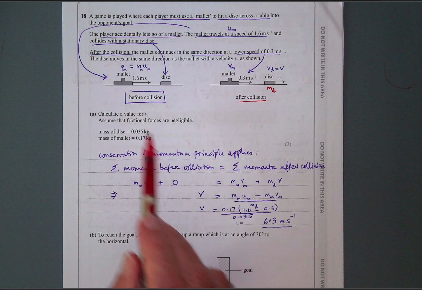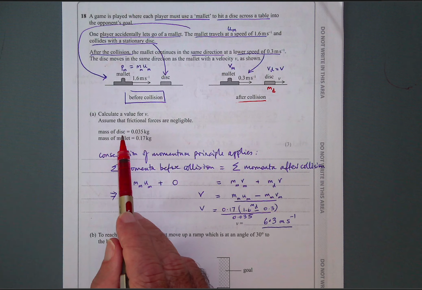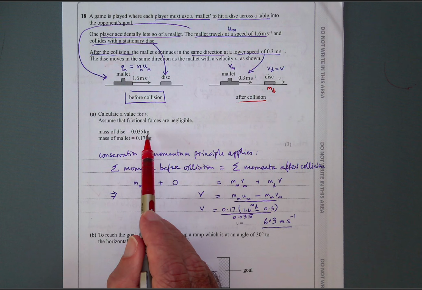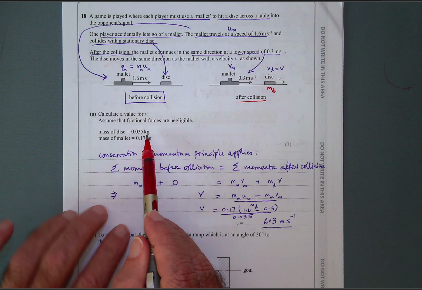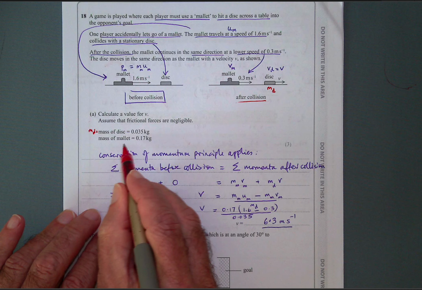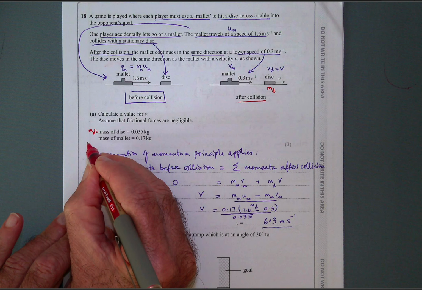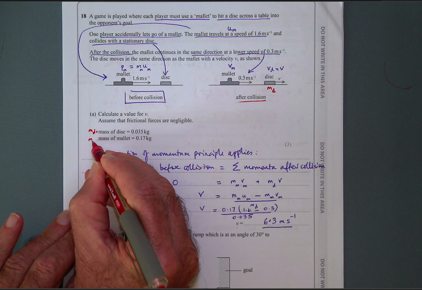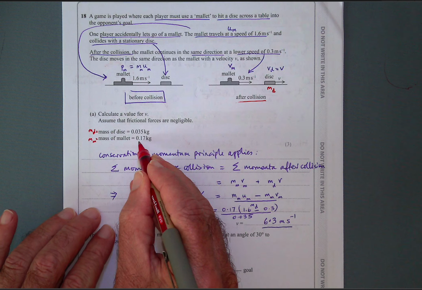All the other velocities given, the masses are given. So it says mass of the disk is 0.035 kilograms, so that's the mass of the disk. I'm calling it md. And the mass of the mallet is given here as 0.17 kilograms.